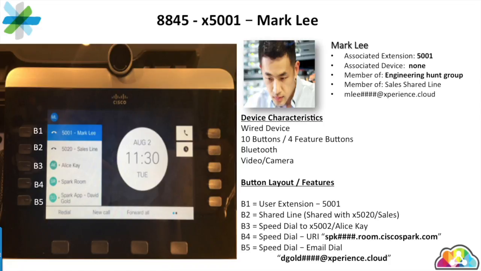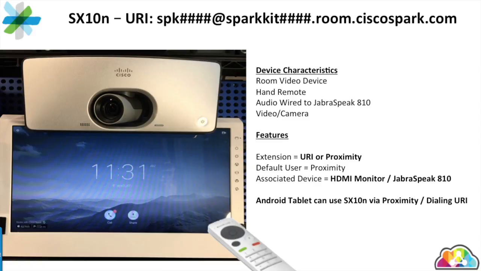So without getting into all of the buttons, very similar to the 8841. The difference, however, is in reverse, whereas the speed dial on this phone is programmed to speed dial Alice K, and then again you have the button 4 and 5 for the same type of capability in demonstrating the different methodologies of speed dialing.